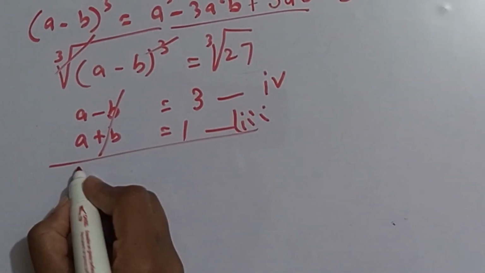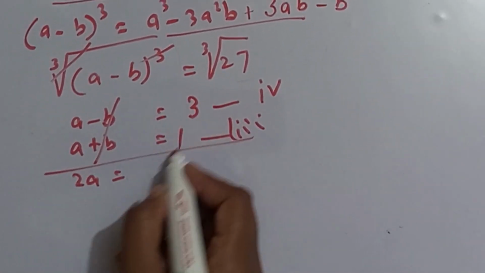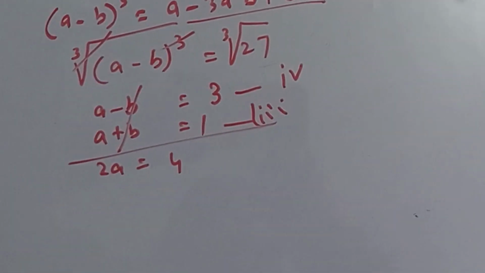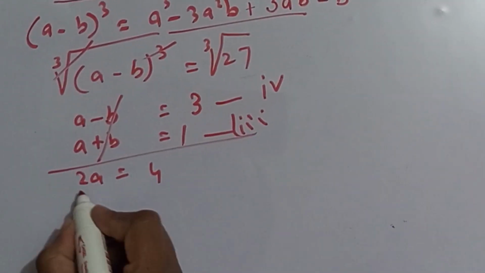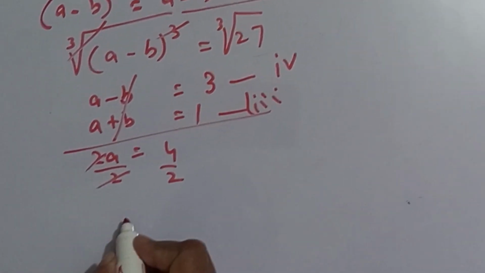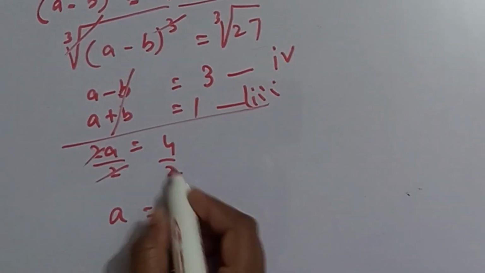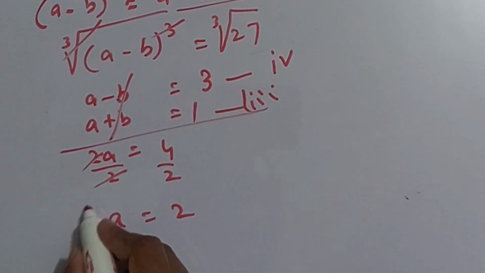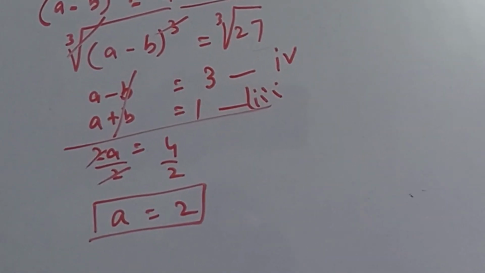and the first term will become 2 times a, and 3 plus 1 is 4. Now in the next step, divide this equation by 2 on both sides. So this 2 and 2 cancel. So here we get a is equal to, divide 4 by 2, we get 2. So this is the value of a.